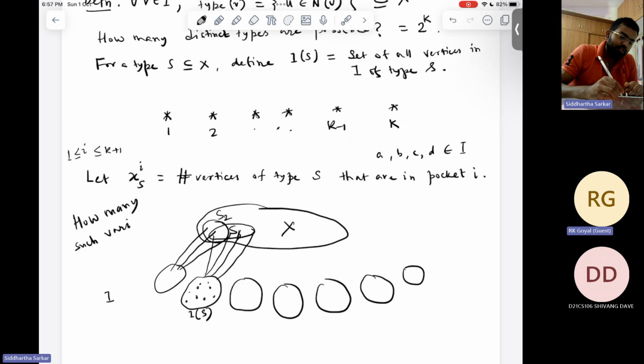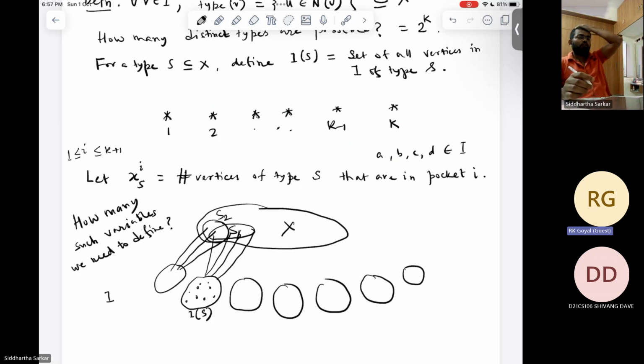I'm just asking how many such variables we need to define. So I need to define variables like, say, i can vary from 1 to k plus 1, and then S can vary from S1 till Sk, such that the union S1 union S2 and so on, the cardinality of this entire thing comes out to be k.